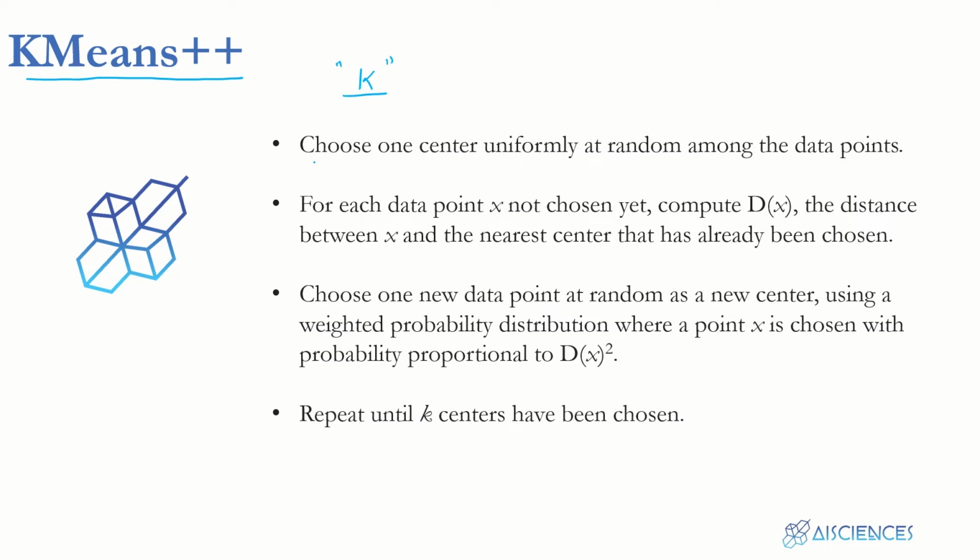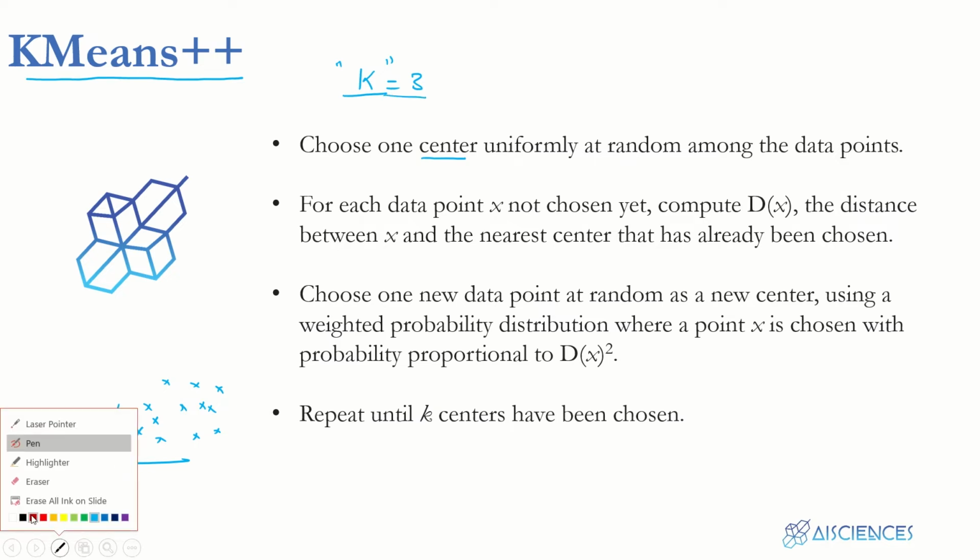So what you can do is choose the first center, or the first centroid, uniformly at random from the data. So let's say you are given this data, a lot of data. And let's say you want to make 3 clusters, which means you want to pick 3 centroids. So the first centroid, pick at random from the data uniformly.